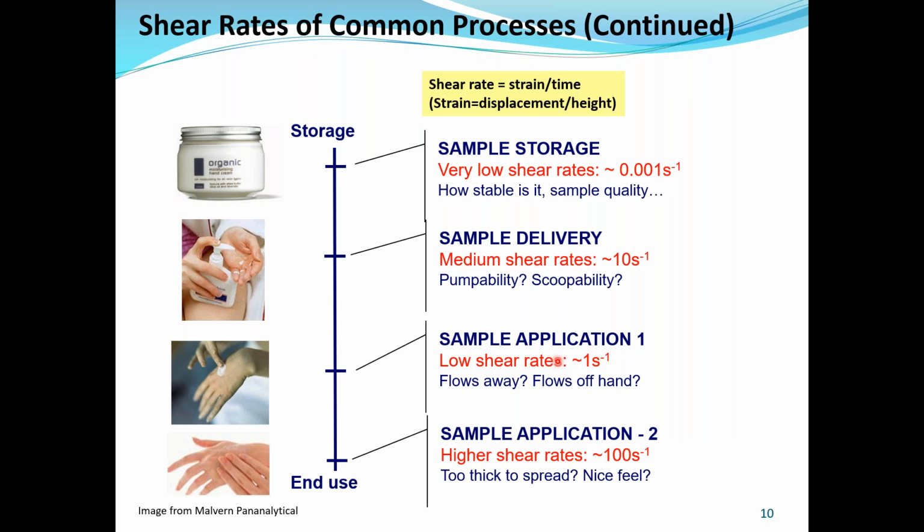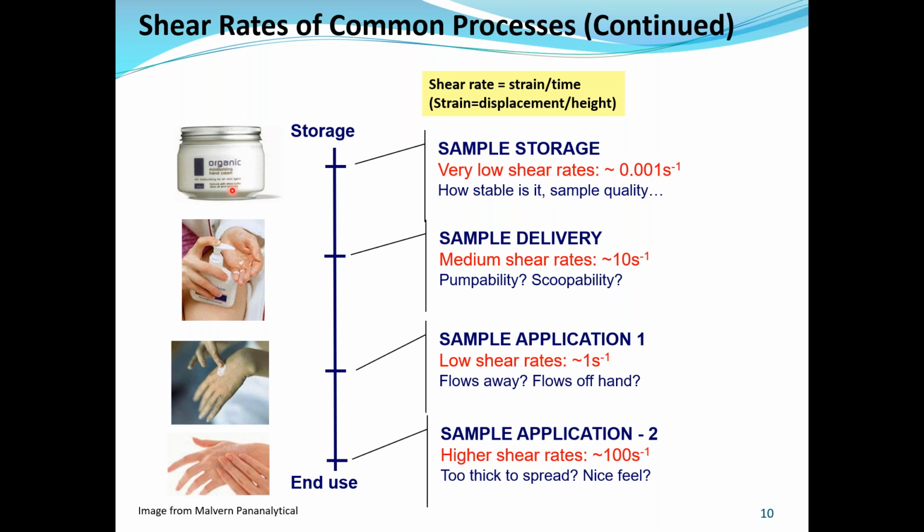Let's focus in on some shear rates of some common processes that we typically encounter, and we'll use cream as our model. In this particular case, a hand cream in a jar might experience a very low shear rate of around 1 milli reciprocal second. As we go into sample delivery, such as scooping it or pumping it, that might be 10 reciprocal seconds.